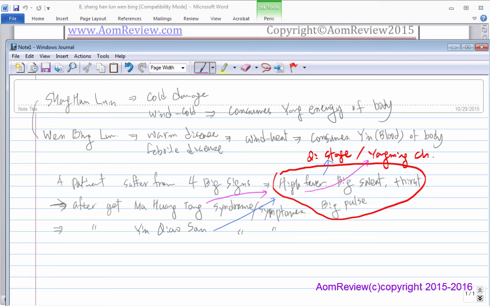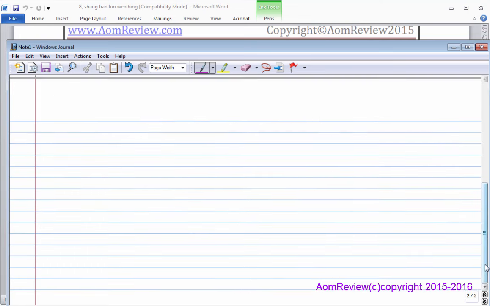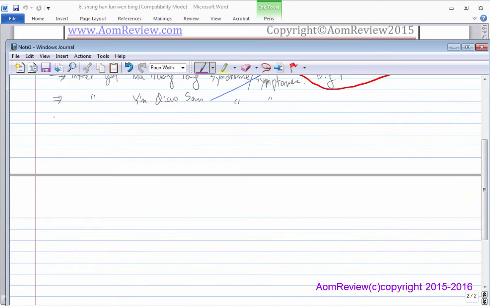Okay, like this, if the patient gets similar signs and symptoms, depending on how the symptoms start, we can apply different patterns. Okay, and they can also ask this way. So, another one which is quite often seen in the test: Yin Chiao San sign or Sang Ju Yin sign.